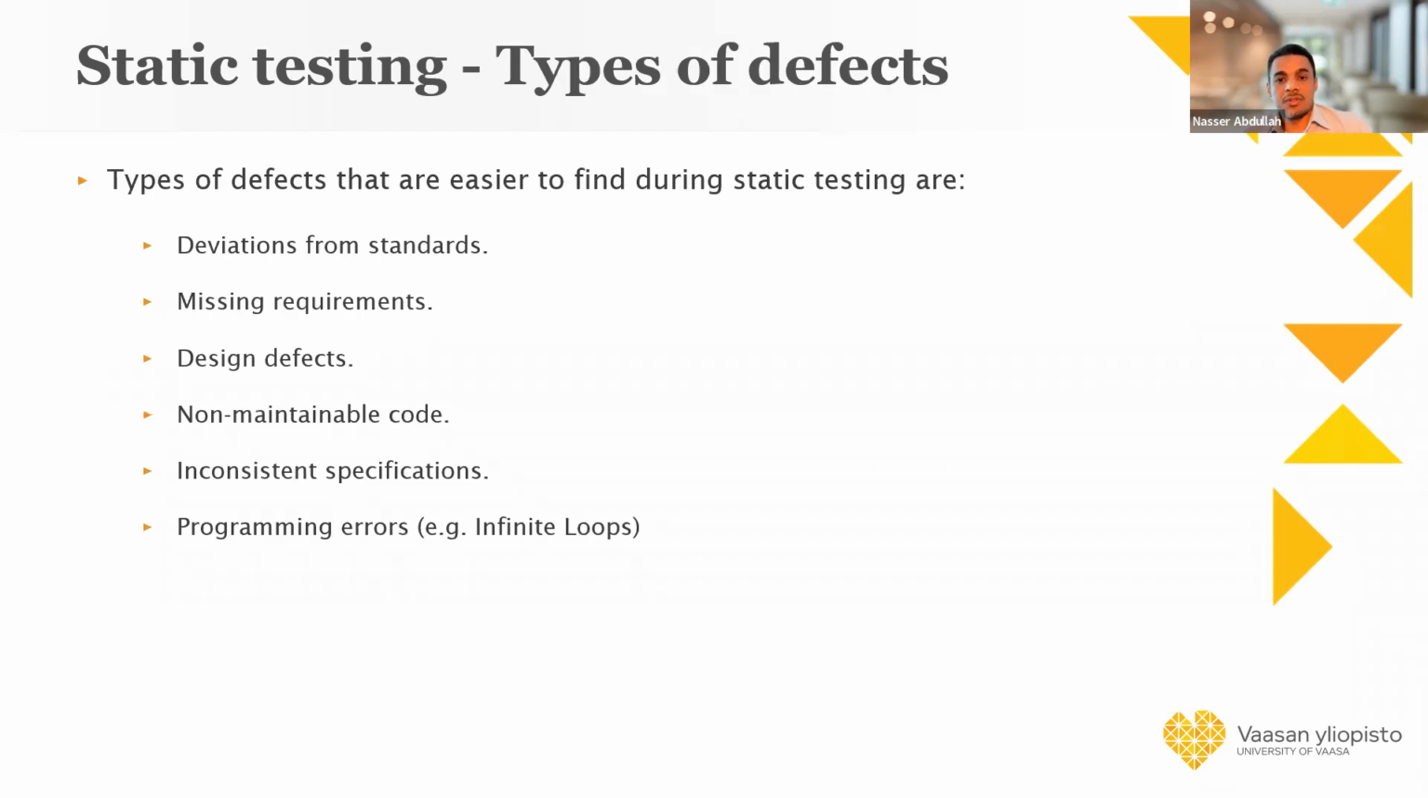So here are the types of defects. For example, deviations from the standards: if you are following some standards or patterns, any deviations from the standards can be detected here. Also missing requirements, design defects, and code that is non-maintainable. All these types of faults or defects can be detected using this type of testing.